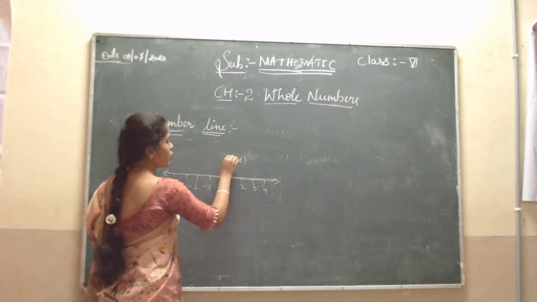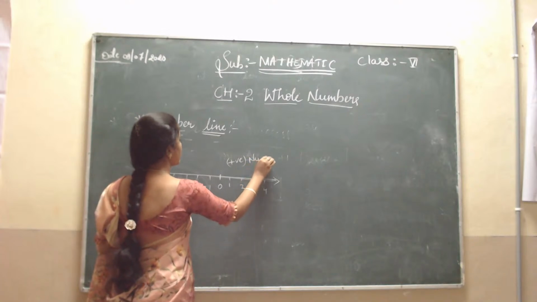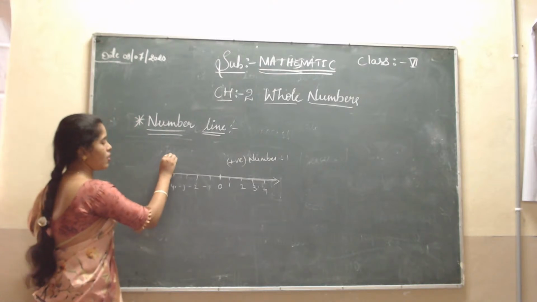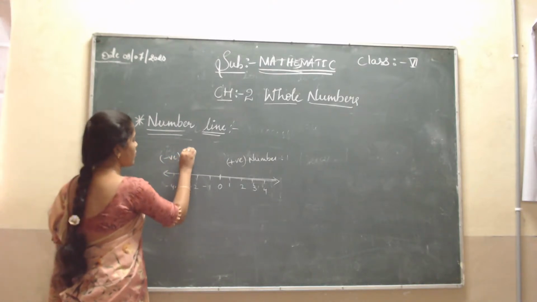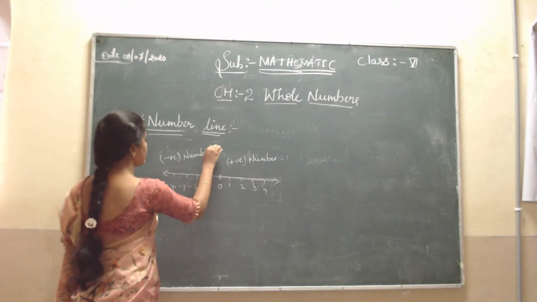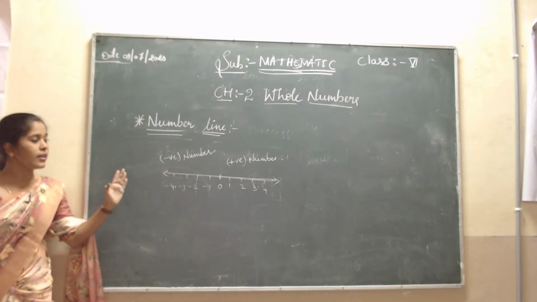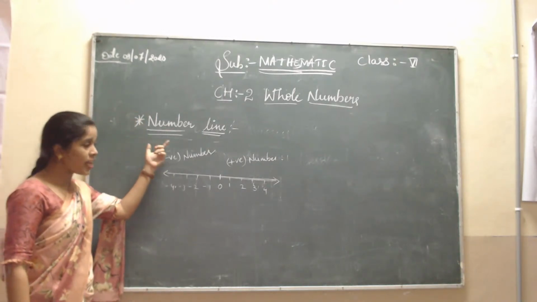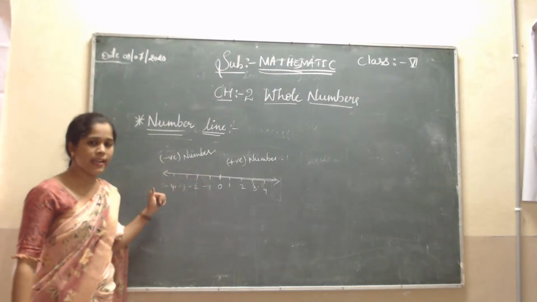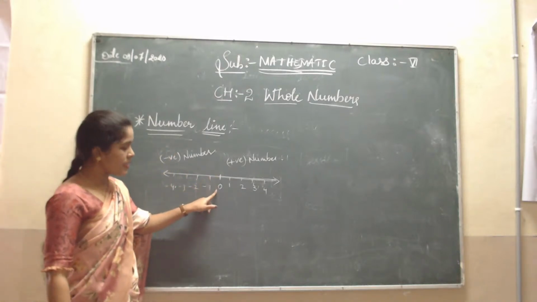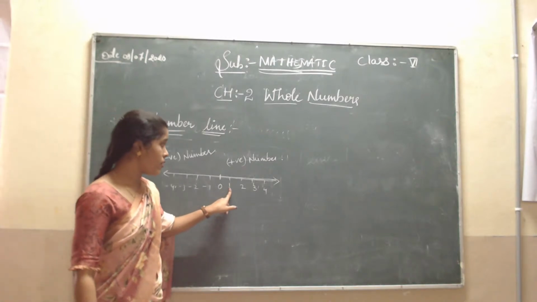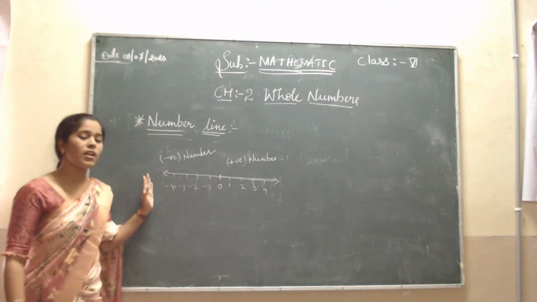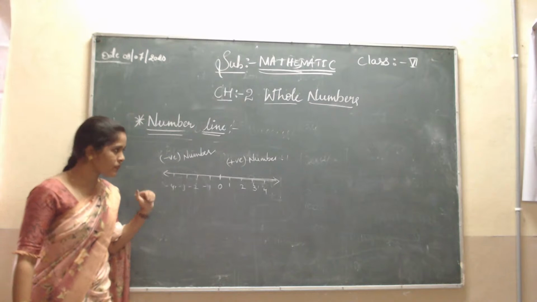All positive numbers or positive integers are to the right, and to the left are negative integers or negative numbers. This is your number line. Once again I will explain the number line. The name itself indicates the numbers on a line. Center 0, to the right all positive numbers and to the left all negative numbers. Understood? Next thing.